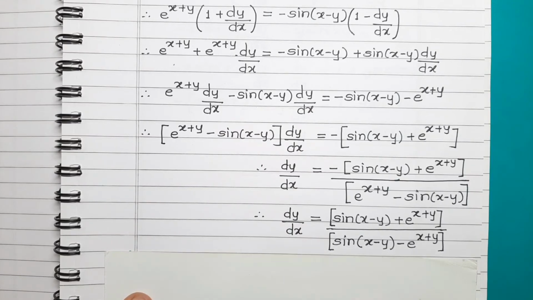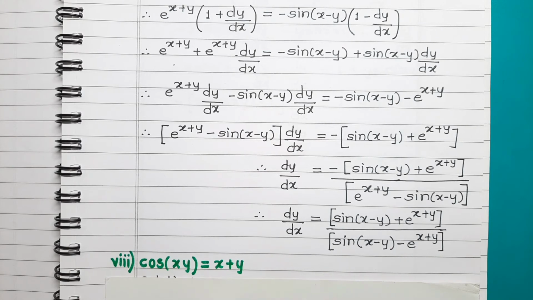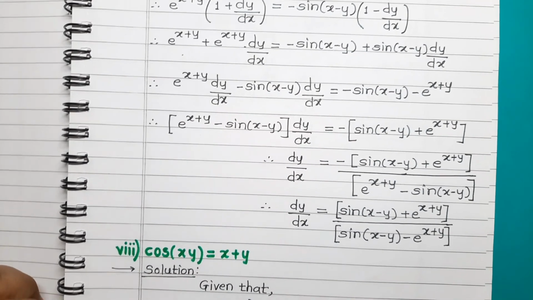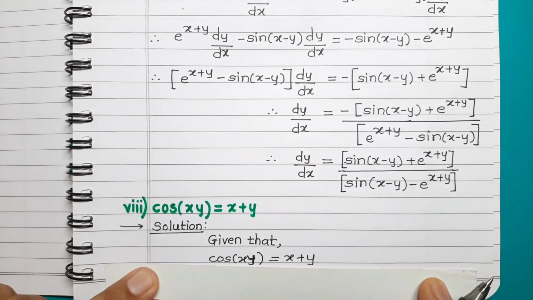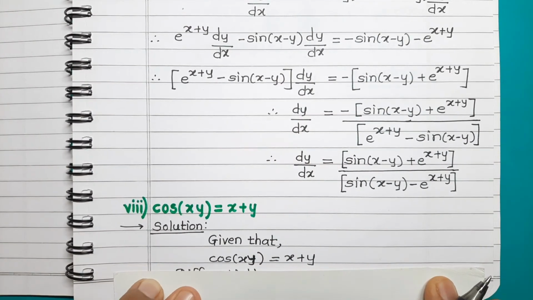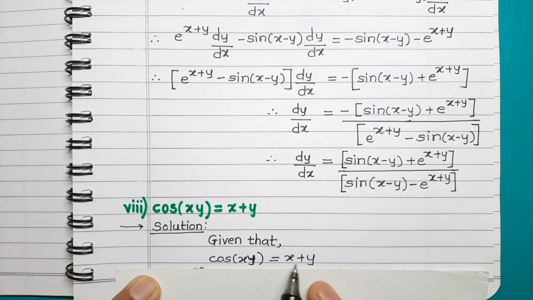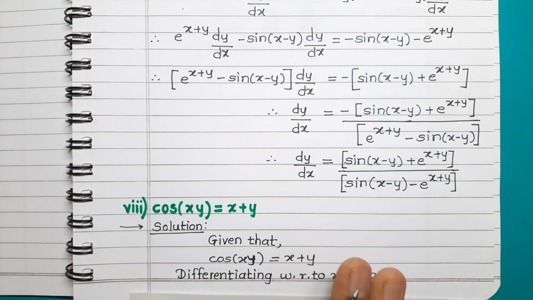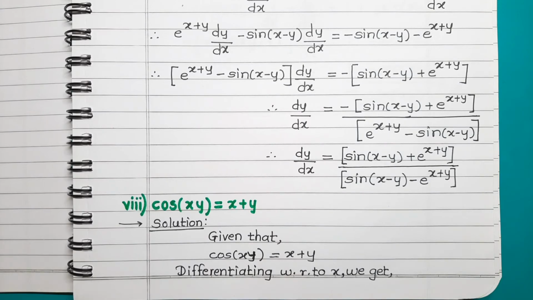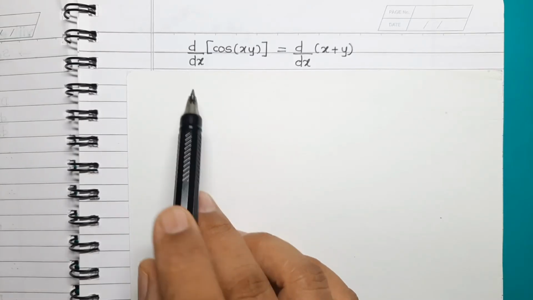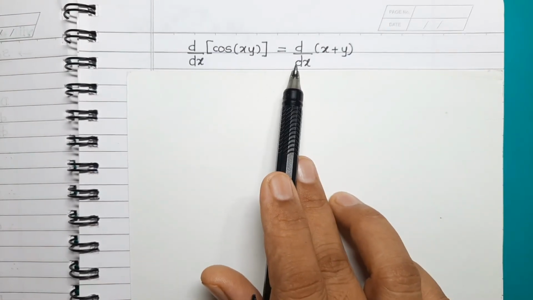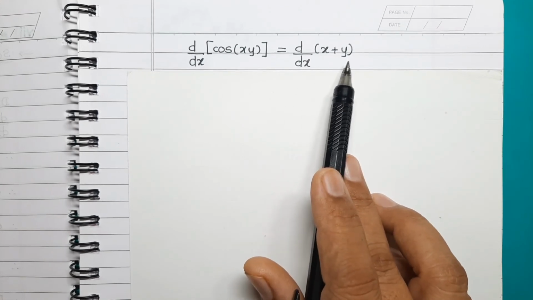Now let's move to next 8th sub question, where we are given this implicit function cos of xy is equal to x plus y. Again, this is quite straightforward and simple example. So in the solution, you write down given function. Given function cos xy is equal to x plus y, and here at this step it is very easy to differentiate. So differentiating with respect to x, we get d by dx of cos of xy is equal to d by dx of x plus y.